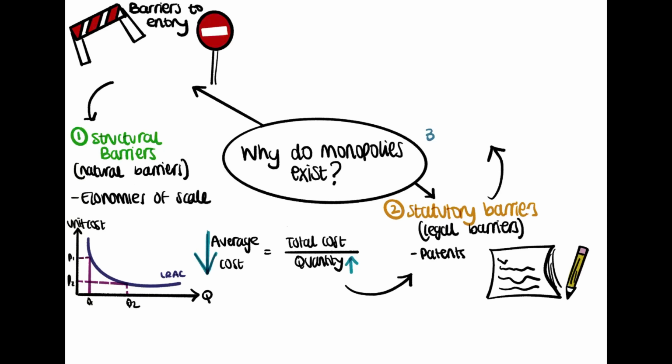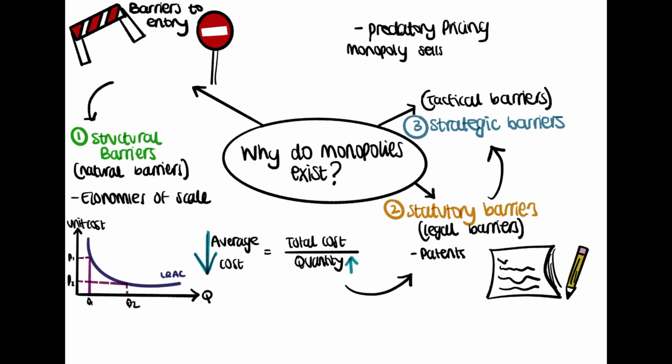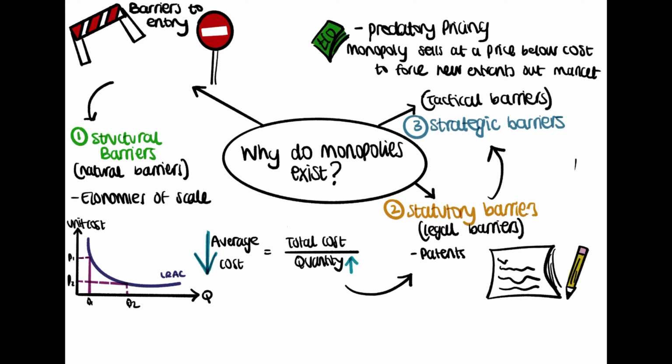We also have strategic or tactical barriers to entry. An example would be predatory pricing. This is when the monopoly sells at a price below cost, which would force new entrants out of the market. The monopoly would be able to do this as they'll most likely have built up huge profits over the years, allowing them to make this short-term loss.